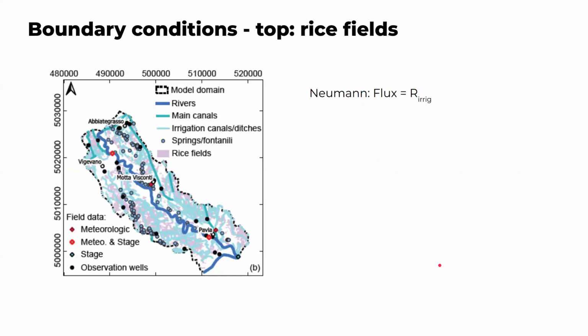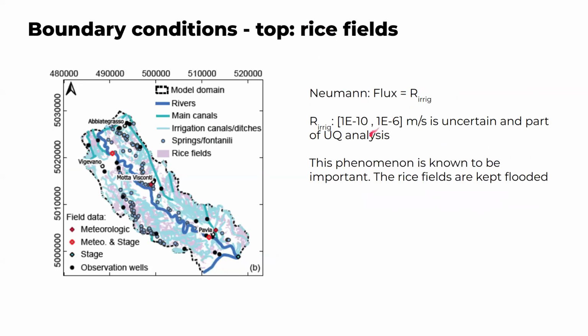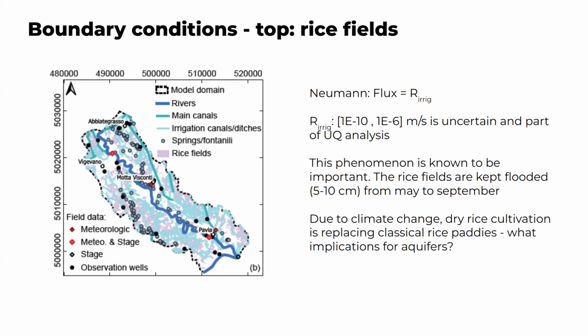Then we need to encode the presence of rice fields. Rice fields are a Neumann condition where we impose that the flux is equal to some constant flux that we don't know, again, and it's a part of the UQ analysis. This phenomenon is known to be important. Again, keep in mind that the rice fields are kept flooded from May to September, and the level is 5 to 10 centimeters of constant water there. So it's like a swamp in a sense. So we need to be precise there.